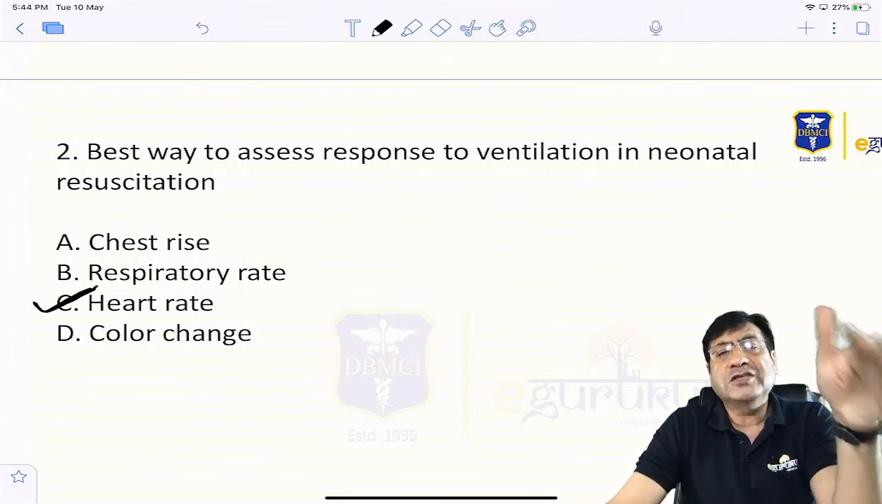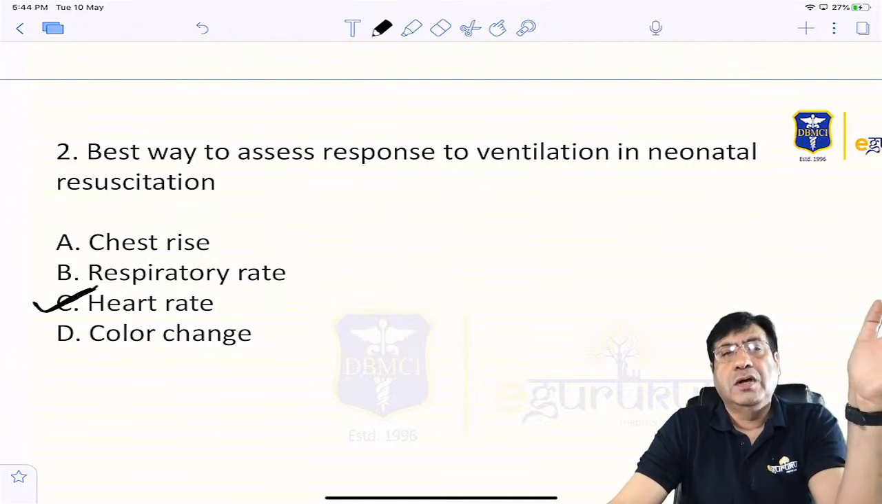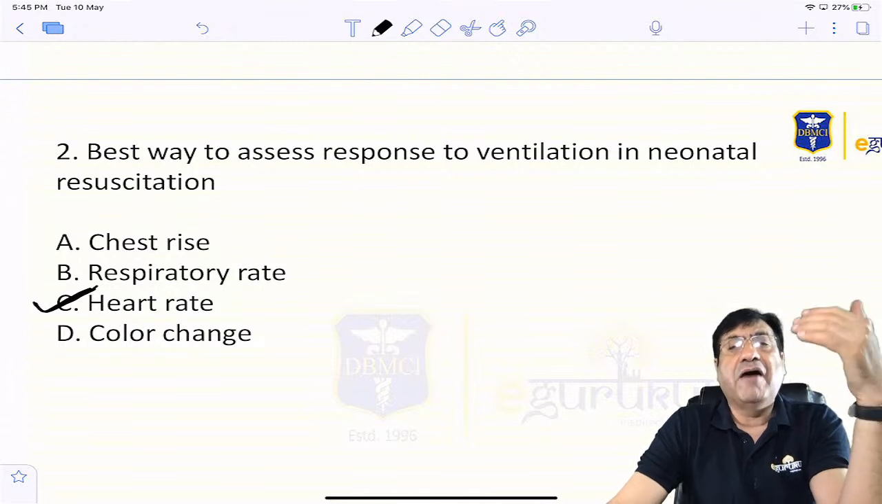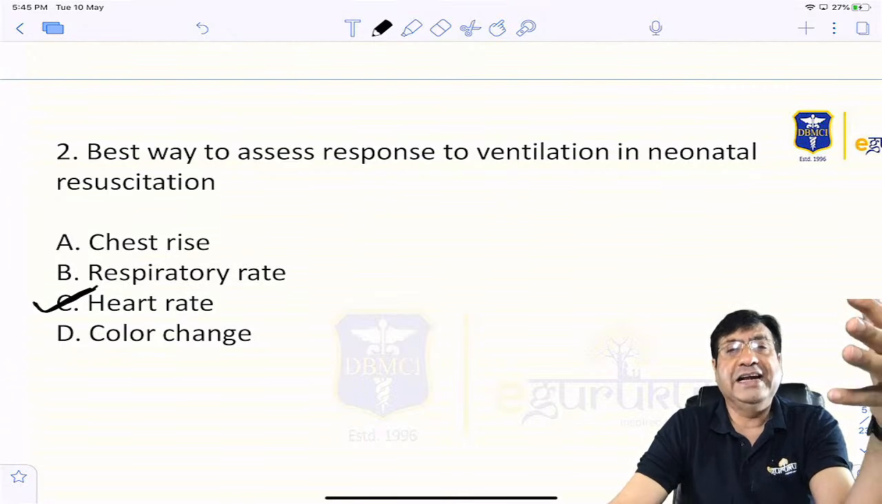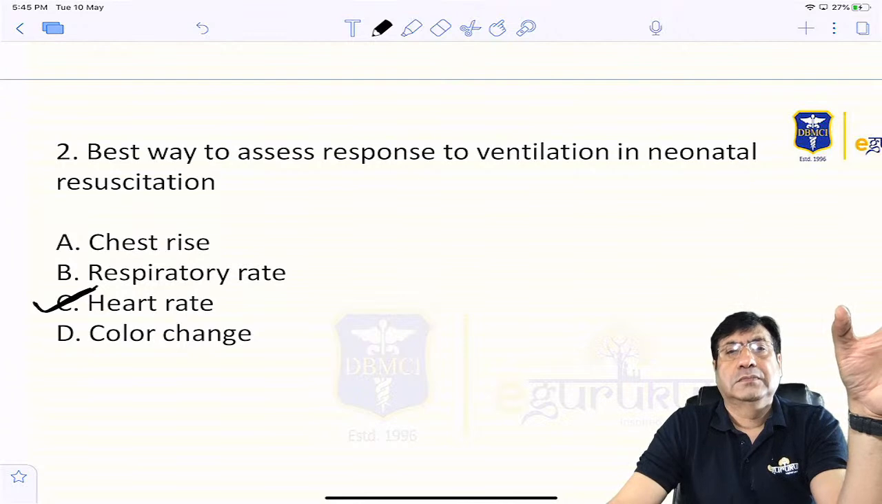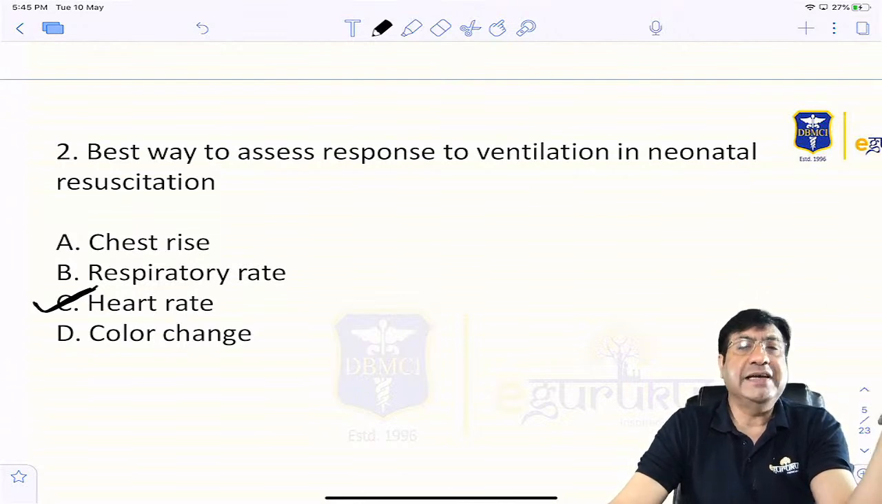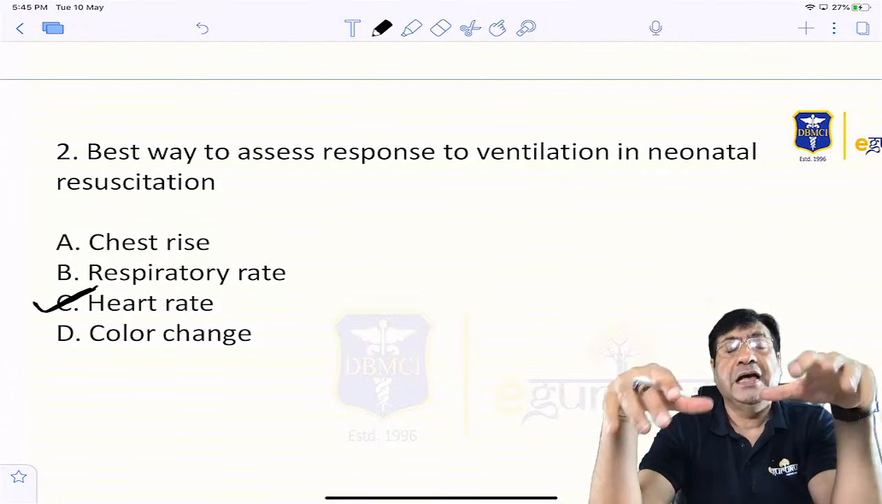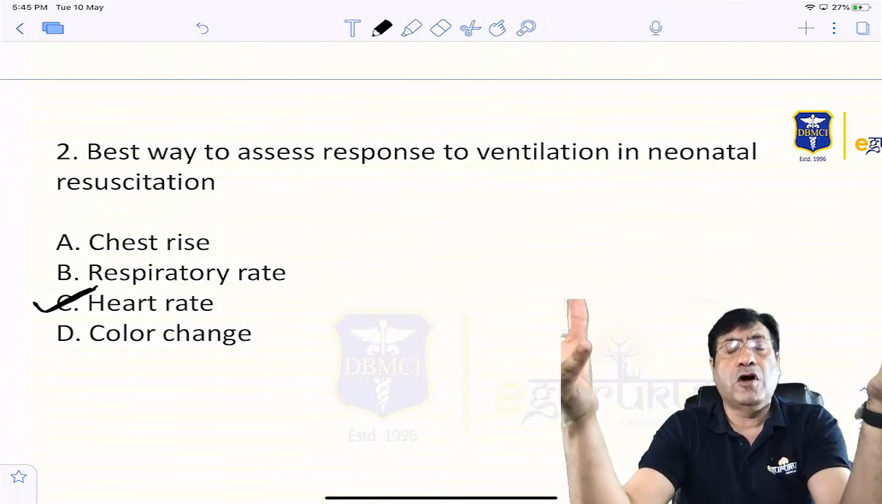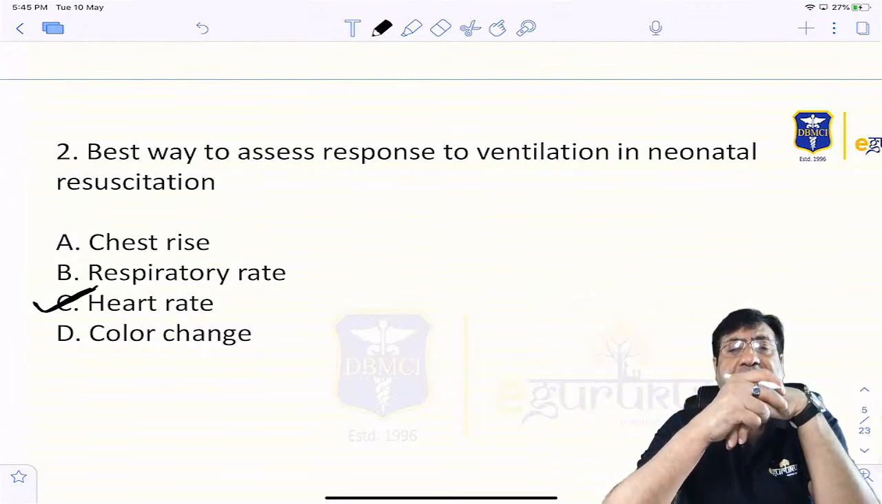I think, if I'm not wrong, this question has been there in the past also, and it's a very important question. Many students confuse it with color change. They believe that color change after initiating ventilation or chest compression would be the best way to guide whether the child is improving or not. This is wrong. The color change, in fact, can many times be misleading also, because acrocyanosis, which is blue extremities when the child is pink, can sometimes be a normal or partially normal phenomenon in a child also.